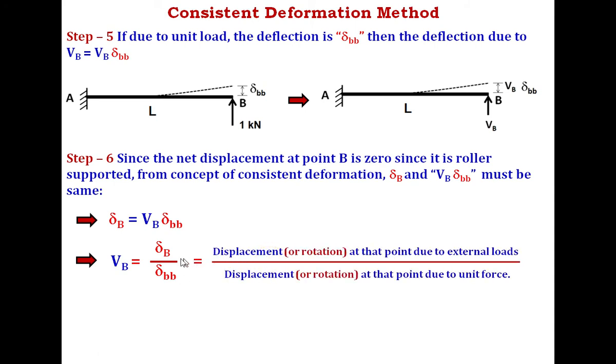So we can say that the vertical reaction at B in a prop cantilever beam in this case is the ratio of displacement or maybe rotation at a point due to external loads, to the displacement or rotation at that point due to unit force. Just by taking the ratio of two deflections, we can find out the unknown, and this is the concept of the consistent deformation method. Let us understand this method by a problem.